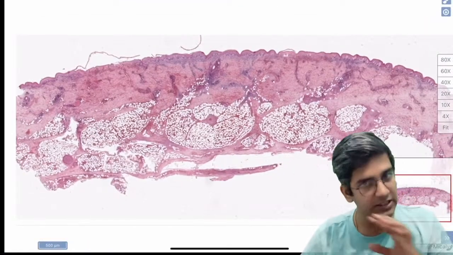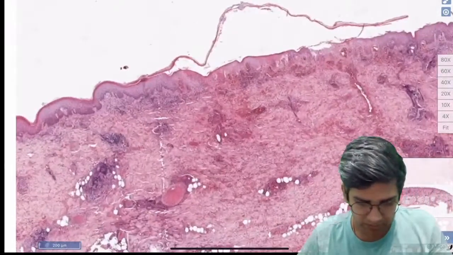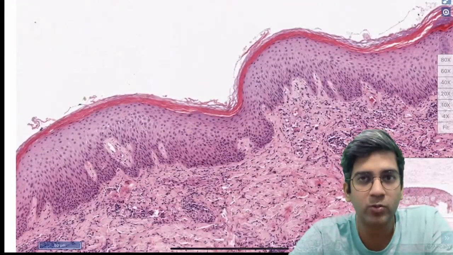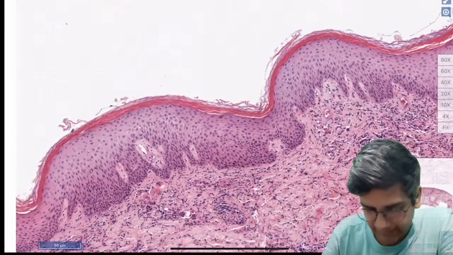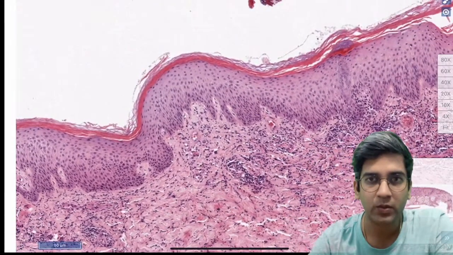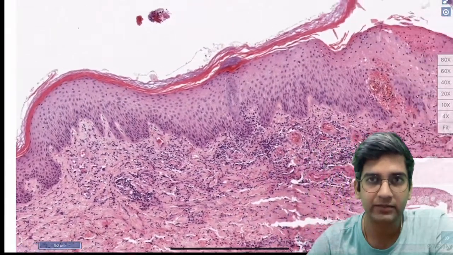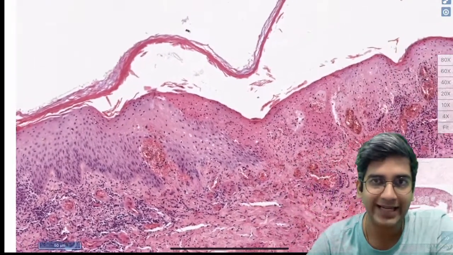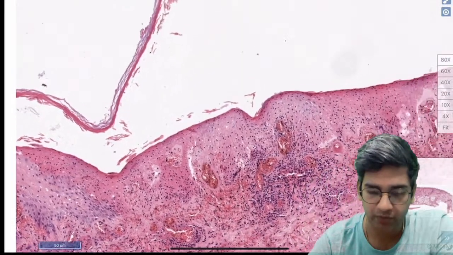The skin. I'll go one layer at a time. We'll zoom in. I hope it's visible for you guys. Epidermis. I'll just slide through the epidermis normally. You tell me whether there is any abnormality. Is there any abnormality is what I wanted to look for.